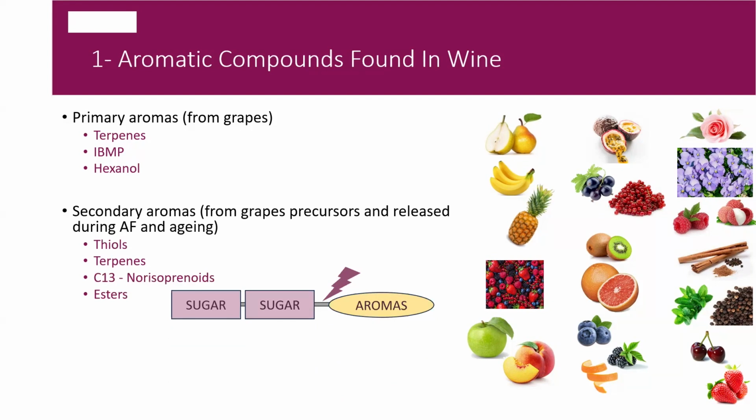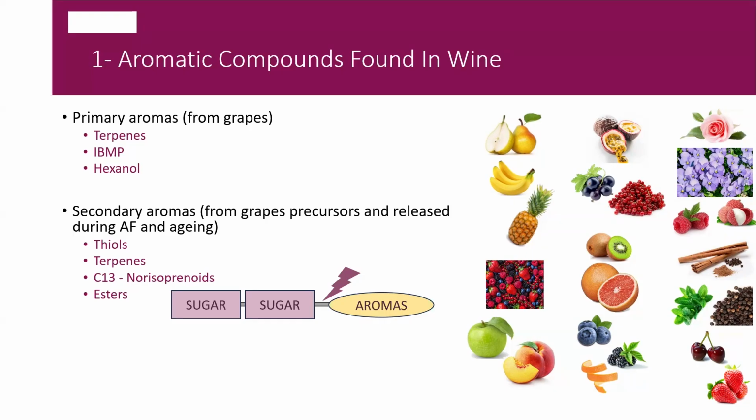Then we have the secondary aromas. Secondary aromas are aromas under the form of precursors. They're already in the grapes, but are released during the fermentation or during aging. This is the case for thiols. Thiols are found usually more in the Sauvignon Blanc, but we'll see that they are also in a lot of different grape varieties and also red varieties. They can smell like passion fruit, citrus, grapefruit, guava, depending on which thiol we're talking about.